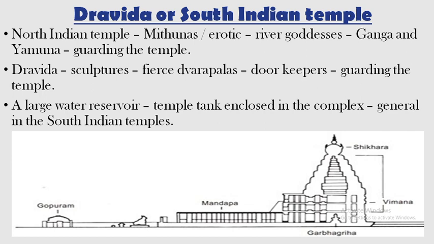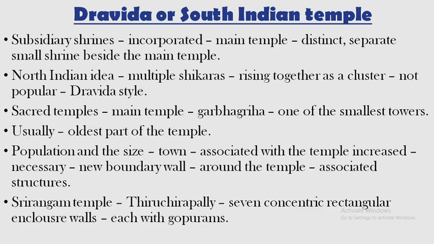So you can see here in the image a South Indian temple, a typical one. There is a Gopuram at the beginning. Then you have the mount or the animal in front of the mantapa. There is a mantapa and you have a Vimana and Shikara and a Garbhagriha where the main deity is placed. So this is enclosed within a compound wall, unlike the North Indian temples. So as I told you, the subsidiary shrines are either incorporated within the main temple tower or located as a distinct, separate, small shrine beside the main temple.